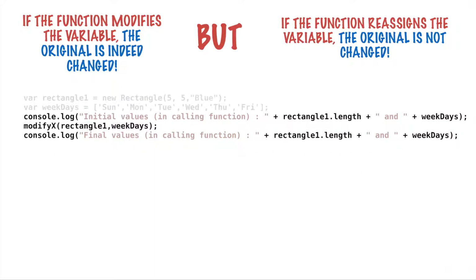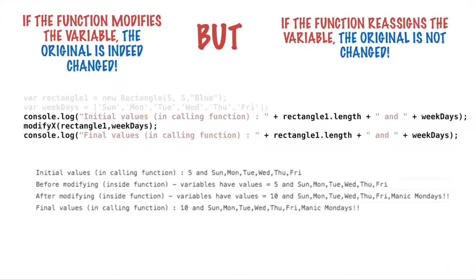Let's run this code and focus on the output of the 3 lines of code that you see highlighted on screen. The console.log statement for the initial values, the function called modify x, and then the console.log statement for the values after modification. And this is the output. Let's see what the output says step by step.